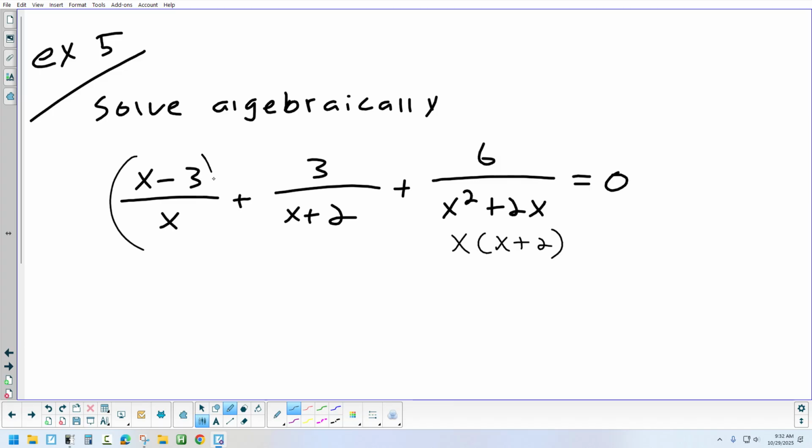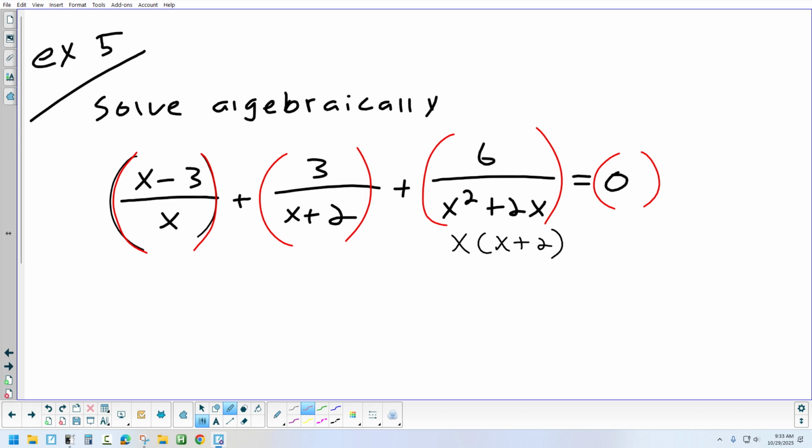It does factor as x(x plus 2). So that means we're going to multiply all 3 of these. Well, actually, all 4, but the right side isn't going to change because it's a 0. What are we going to multiply all 4 of those by? Yeah. X times (x plus 2). And on this side, again, it's still 0.